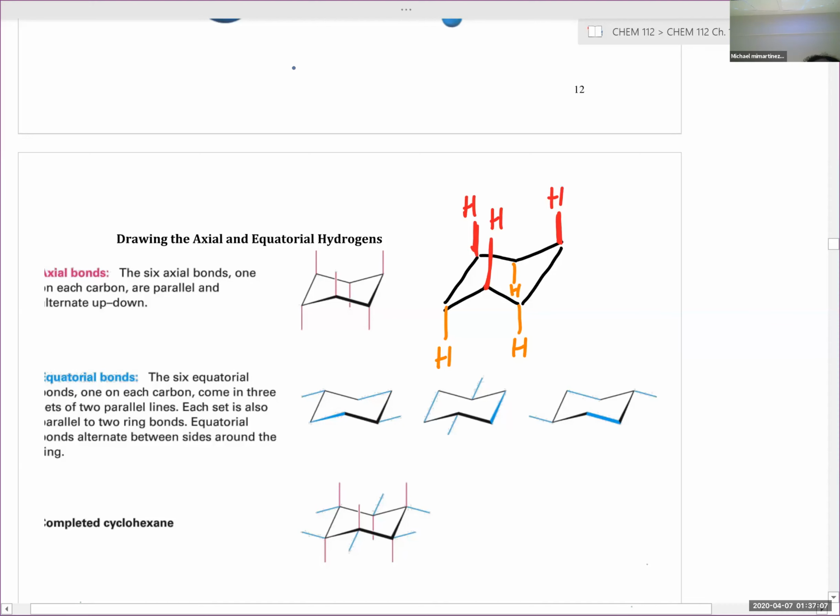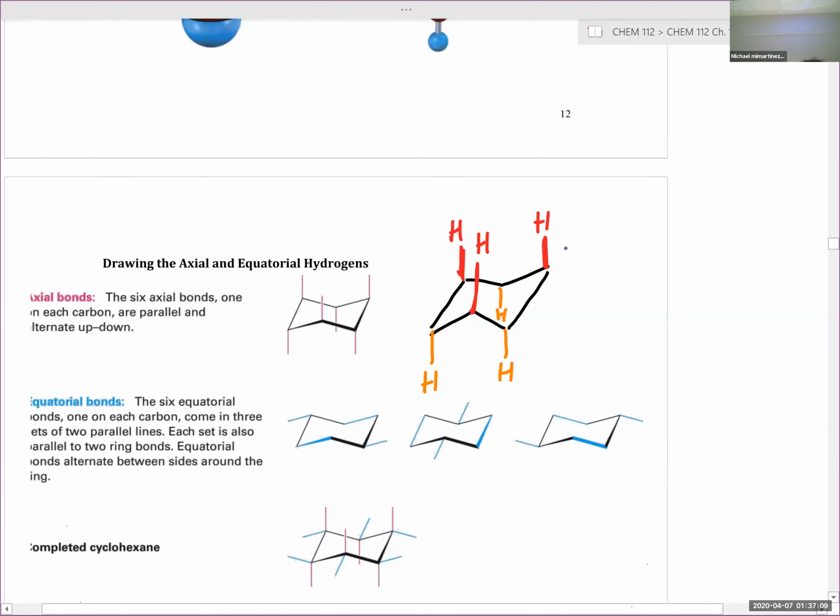And a rule of thumb is that the arrangement of this carbon-hydrogen bond is going to be parallel to the carbon-carbon bonds in your cyclohexane ring.